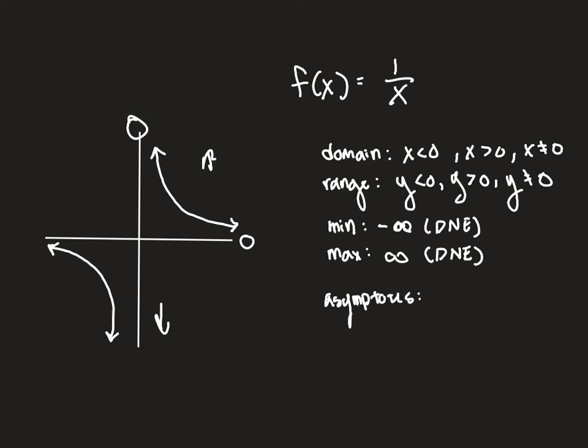There are two. There's a horizontal asymptote at y equals 0 and a vertical asymptote at x equals 0. And a key thing to note is that there are no intercepts, and the symmetry is going to be about the origin, since you can rotate it 180 and still get the same image. Now that will be all for our rational function.